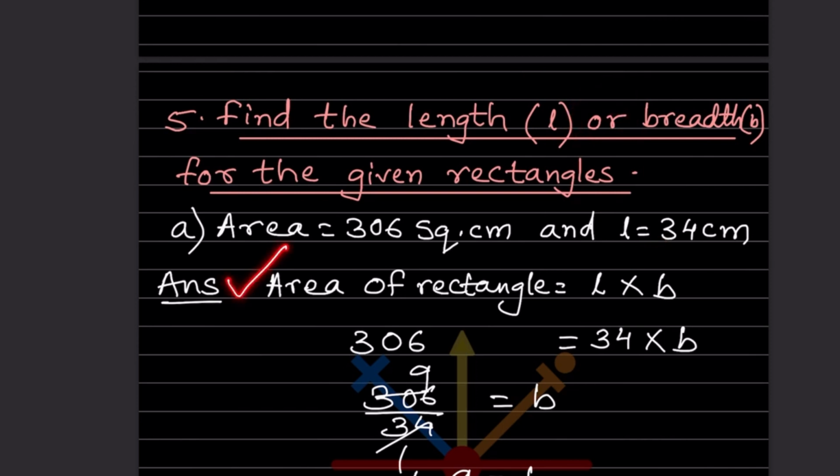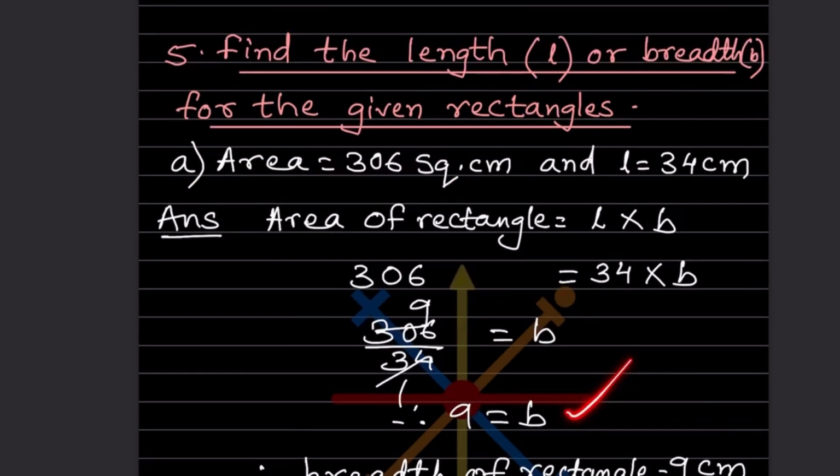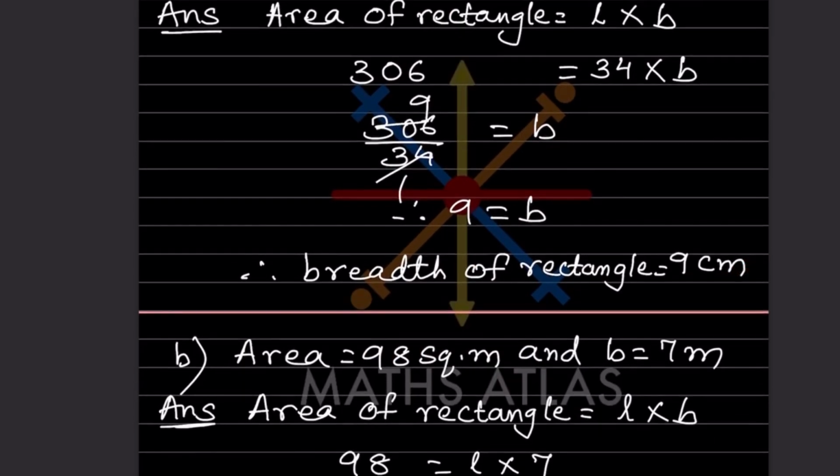First, you start with the formula, that is the area of rectangle, length into breadth. Here you write 306, which is given. The length is given here, 34, so you write it over here. You don't know the breadth. So 34 goes in the denominator because it changes place, and B is as it is. Now you divide 306 by 34, and you get the answer 9. So the breadth of the rectangle is 9 centimeters.